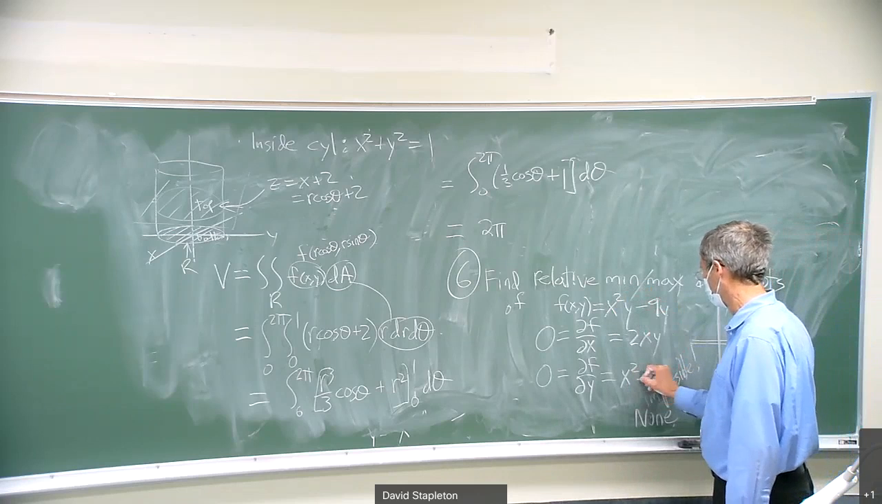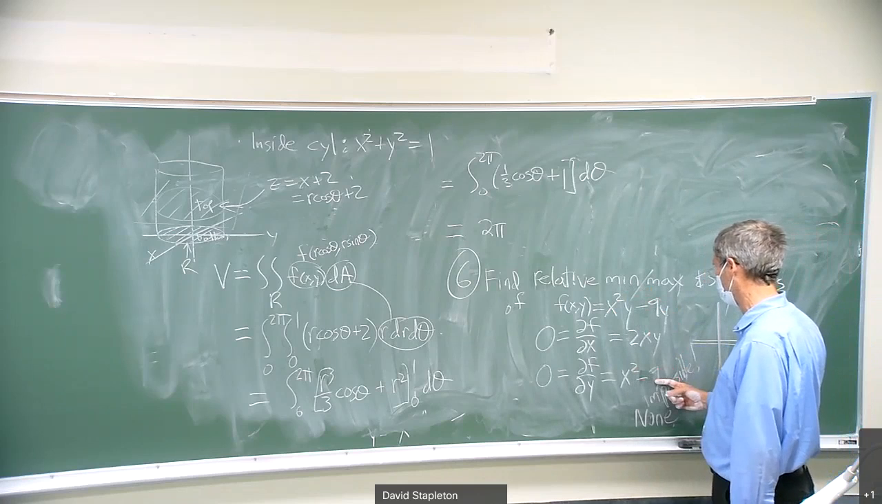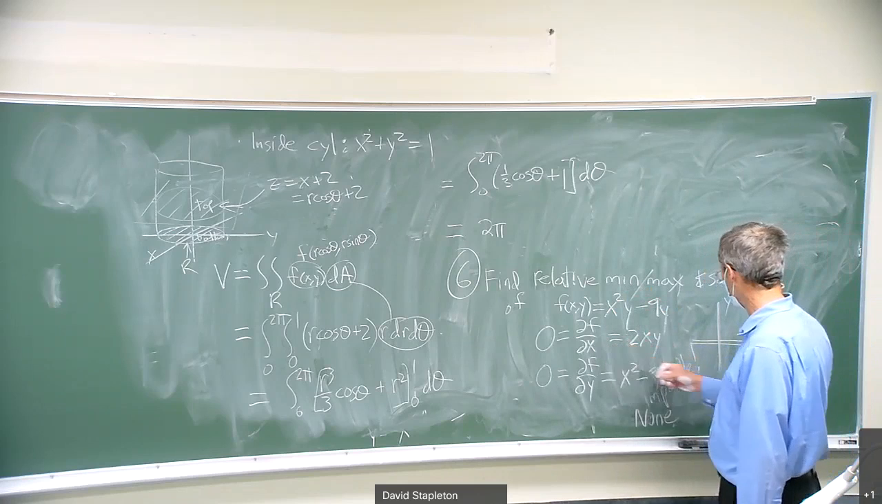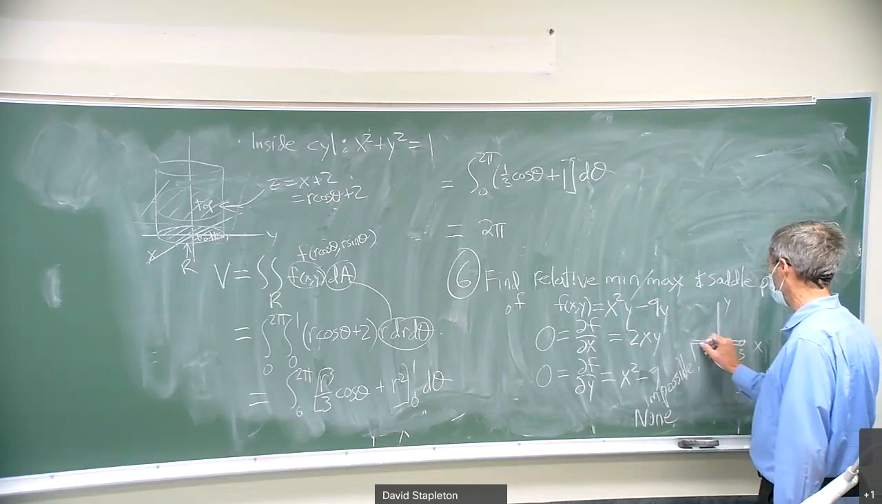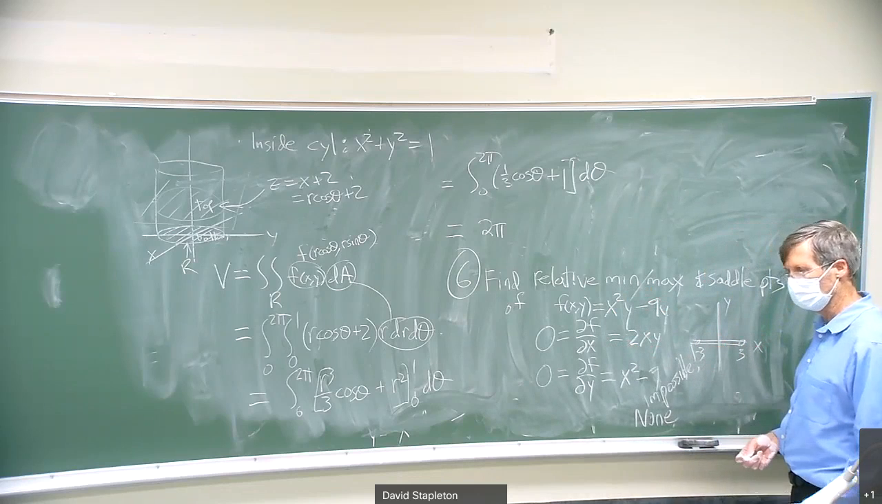Then it's x squared minus 9 equals 0, and x equals plus or minus 3. And then y has to be equal to 0 to satisfy this one, so you get these two points: (3, 0) and (-3, 0), and you can apply your second derivative test to those two.